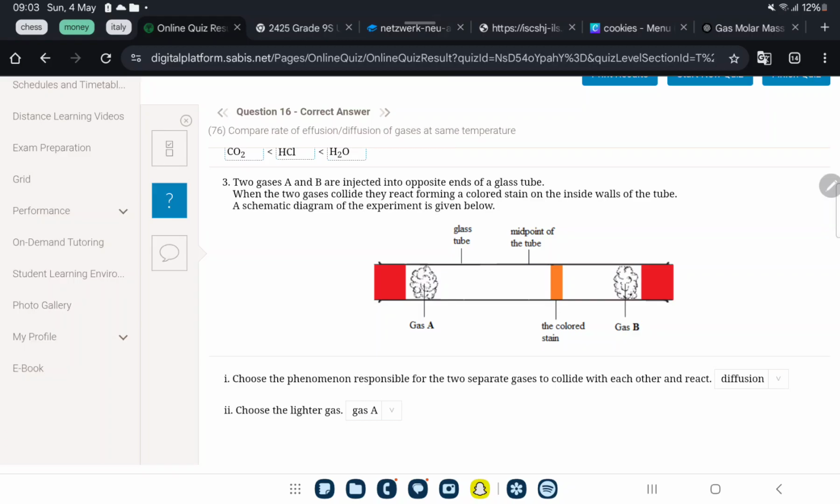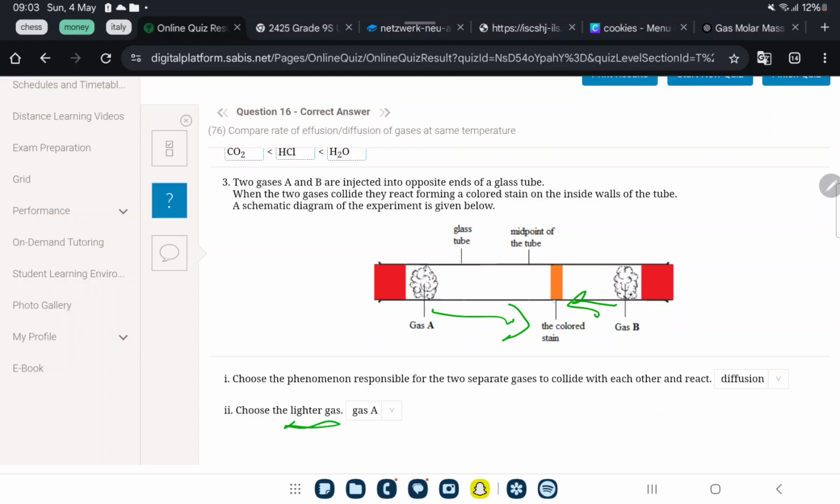They want the lighter gas. First, they want the process in which they react or why they react. Gases are always moving randomly, so it's called diffusion, and they react here. Now we want the lighter gas, which gas travels further or more space.